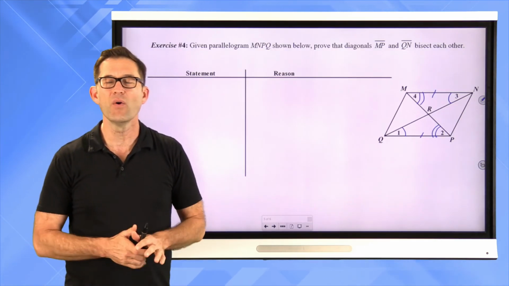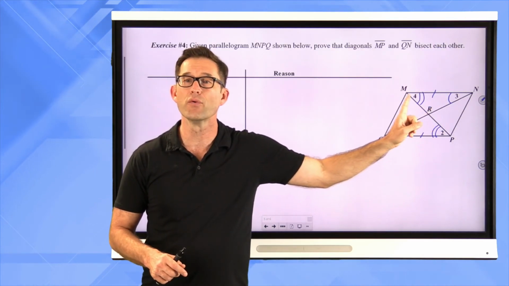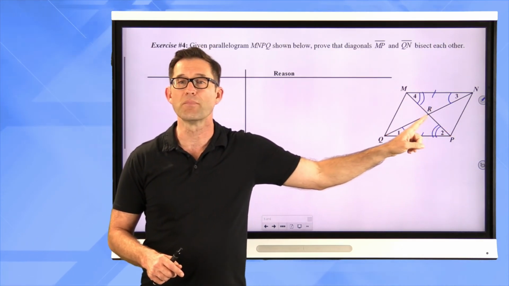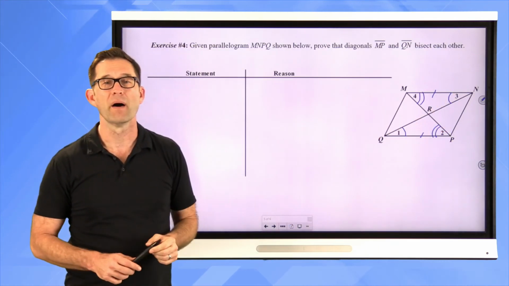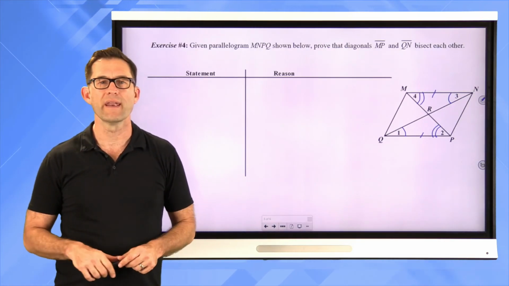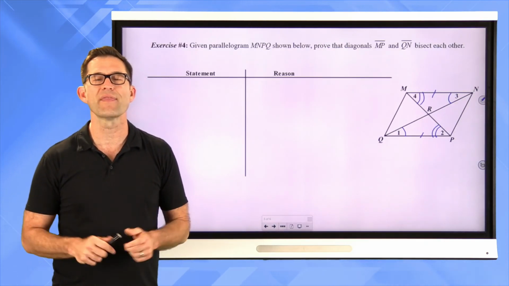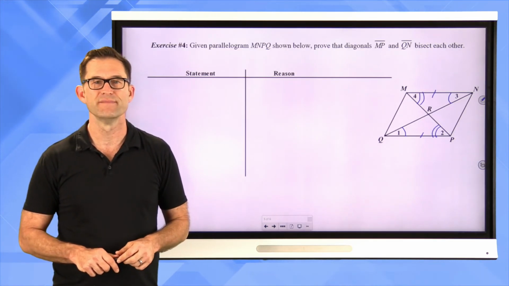And once I know that this triangle and this triangle are congruent, I can then prove that MR is congruent to PR and QR is congruent to NR by CPCTC. I'd like you to pause the video right now and see if you can get that all down in a statement-reason T-table proof.